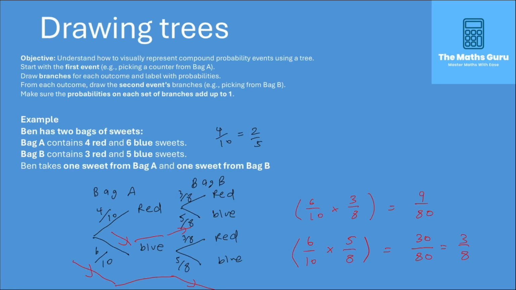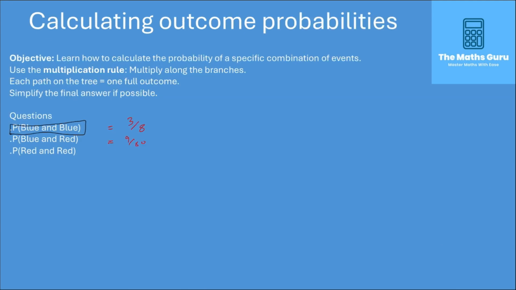Now the probability of red and red, we follow the top paths, and we get 4/10 times 3/8, which is going to be equal to 12 over 80, which is going to give us 6 over 40, which is going to give us 3 over 20, and that is our simplified form, 3 over 20.